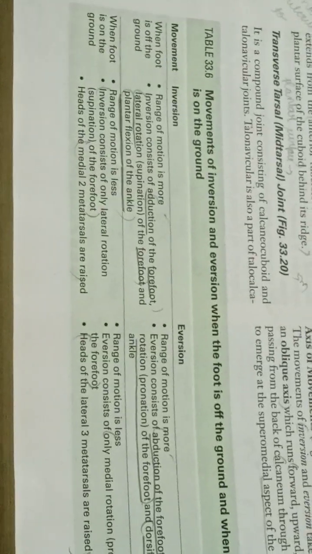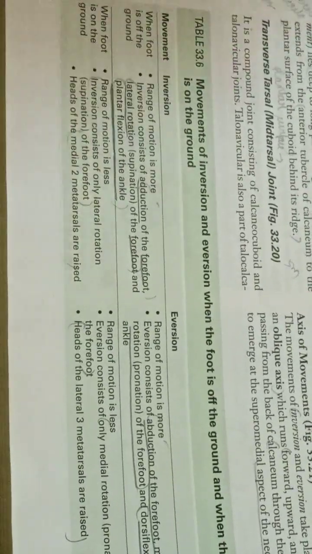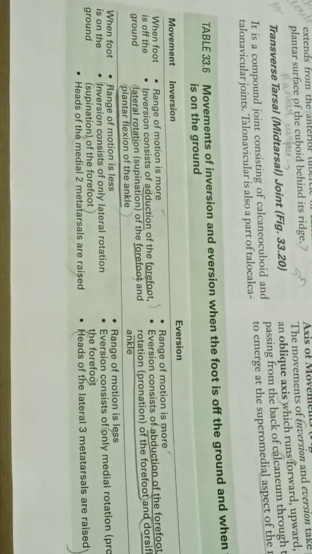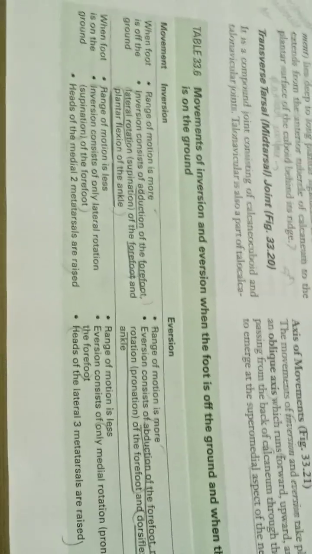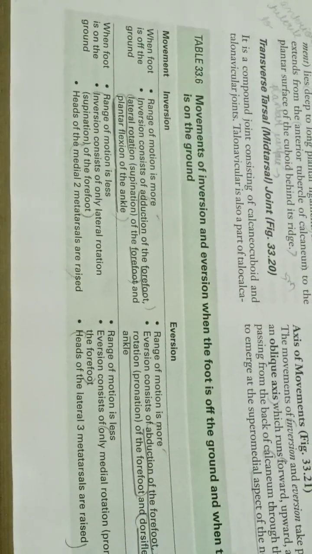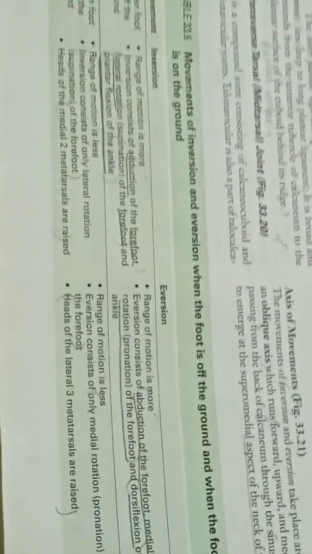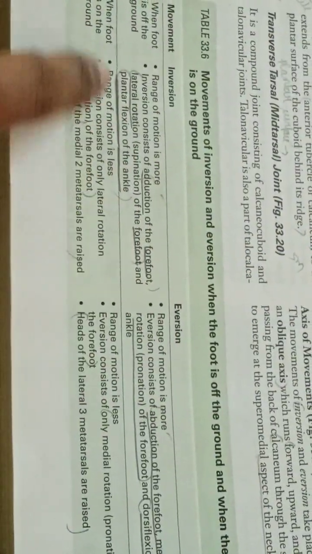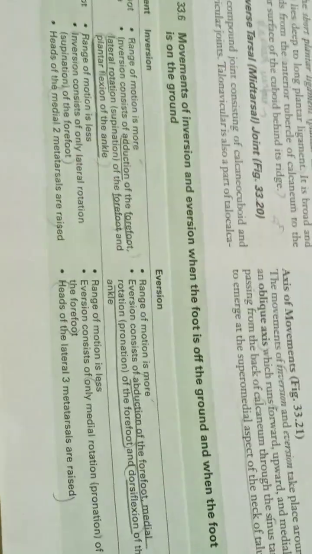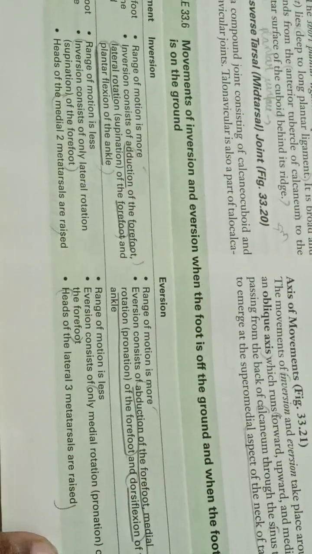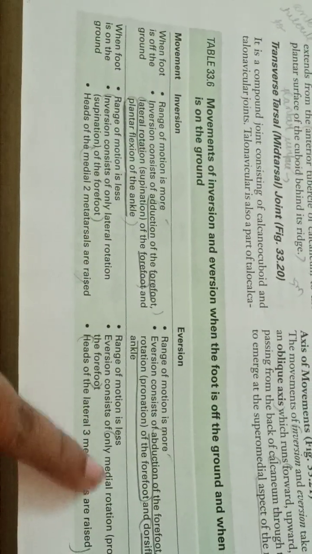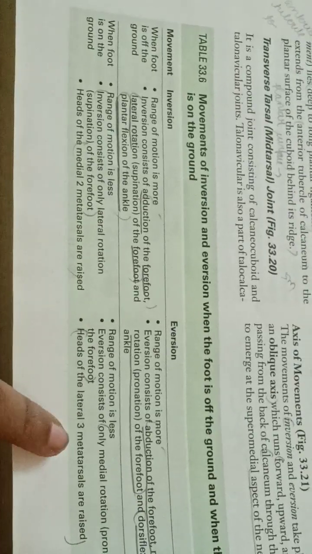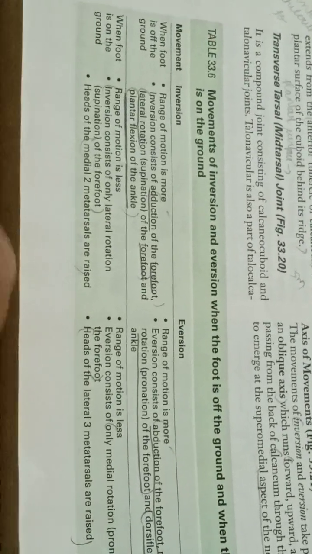Suppose it is on the ground, and if you have to invert, there will be only lateral rotation involved. The heads of the lateral three metatarsals are raised in case of eversion, but the heads of the medial two metatarsals are raised in case of inversion. Inversion: adduction of the forefoot, lateral rotation of the forefoot, plantar flexion of the ankle. Eversion: abduction of the forefoot, medial rotation of the forefoot, and dorsiflexion of the ankle. Here only lateral rotation, here only medial rotation. Medial two metatarsals, lateral three metatarsals are raised.